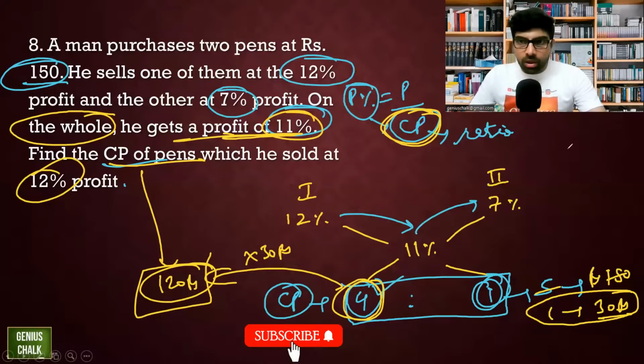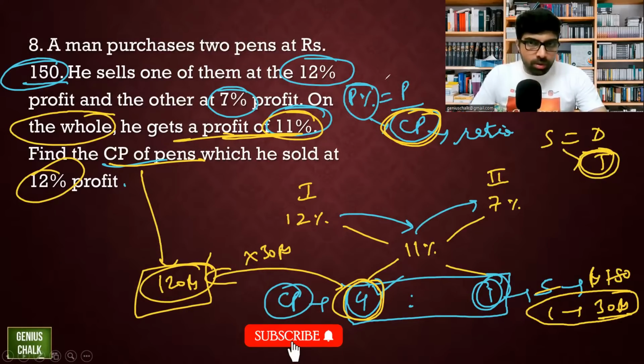Suppose you apply alligation on speed. Speed equals distance upon time, then time will be in the ratio, right? So let's solve one more.